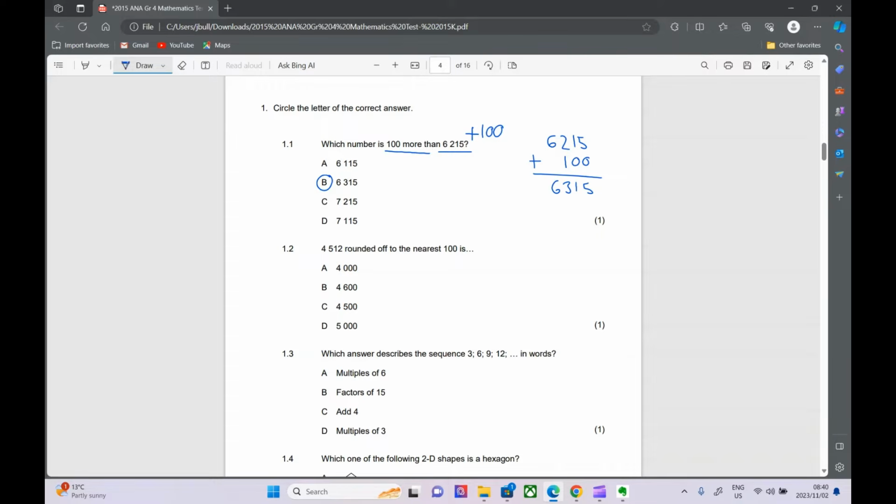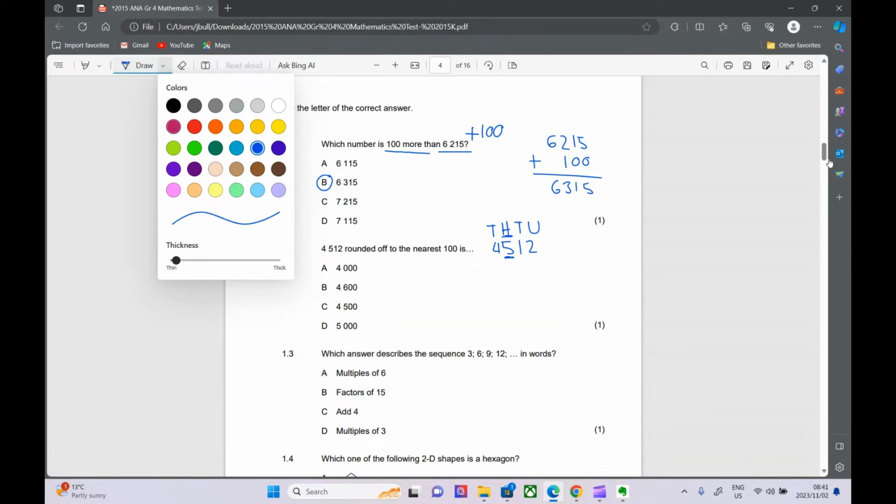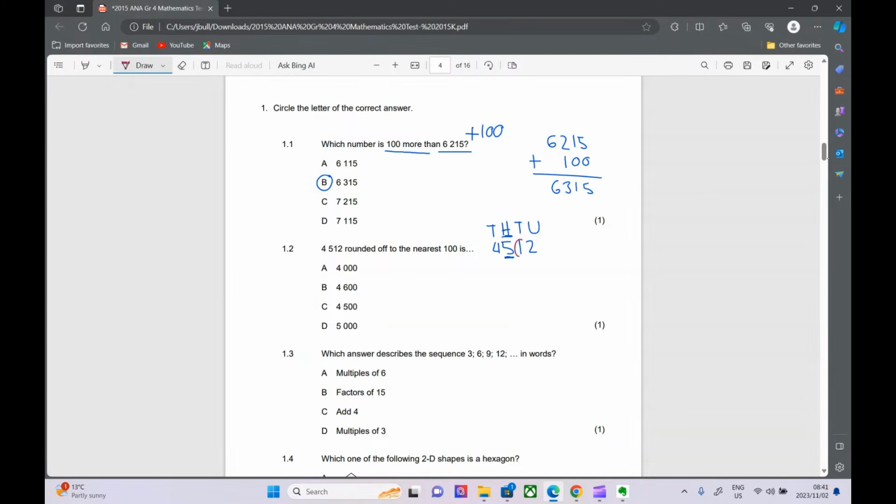If we look at the second question, okay, 4,512 rounded to the nearest 100. So what I would do for a question like this is write out your number, 4,512. And then I would write, I've got thousands, hundreds, tens, and units, or ones. Okay, they want us to round to the nearest 100. So we are looking at the 5, and then the number next to it tells us if we're rounding up or down. Okay, so let's get a different color quick. So this 1 is going to tell us if we round up or down.